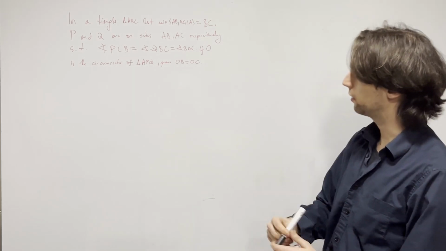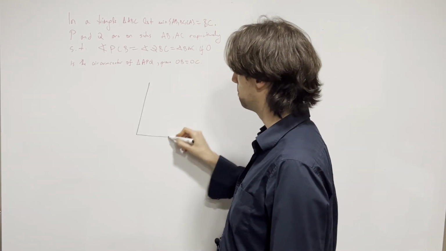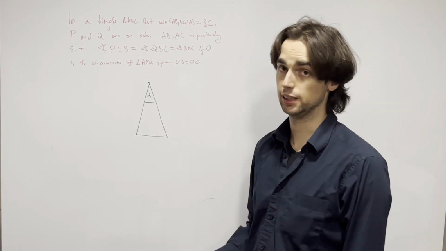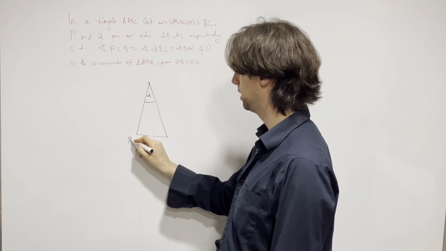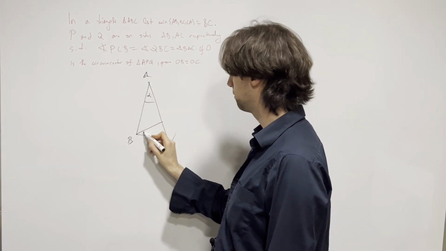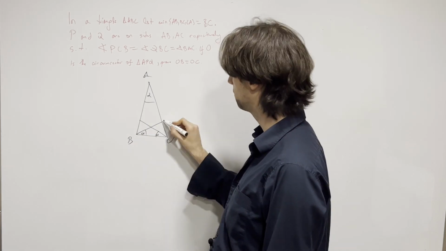So let's draw the diagram first. We have the smallest side is BC. This is alpha. This is not our isosceles triangle, as you see, it's tilted a bit on this side, BCA. These two angles are alpha, so this one's alpha, and also this one right here is alpha.